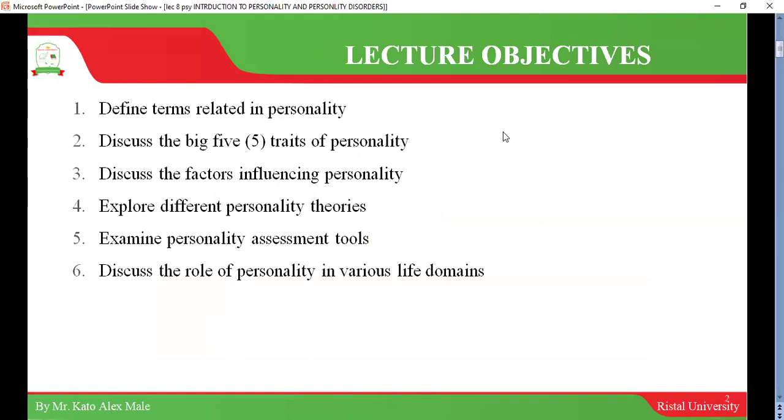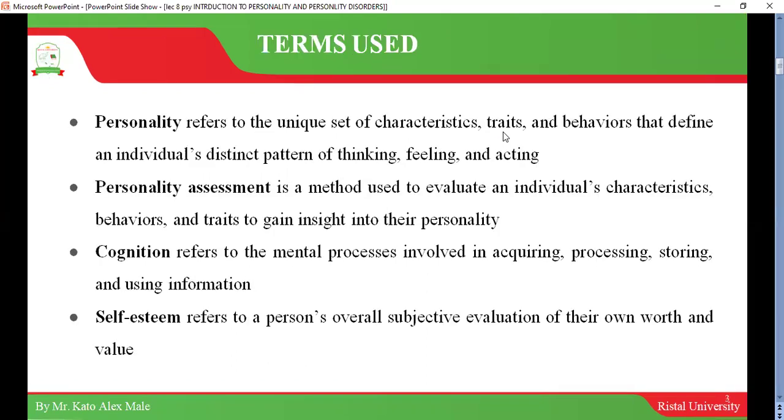So these are our lecture objectives. You want to define the terms related to personality. You want to discuss the big 5 traits of personality. You must discuss the factors influencing personality, explore different personality theories, examine personality assessment tools, and as well discuss the role of personality in shaping various life domains.